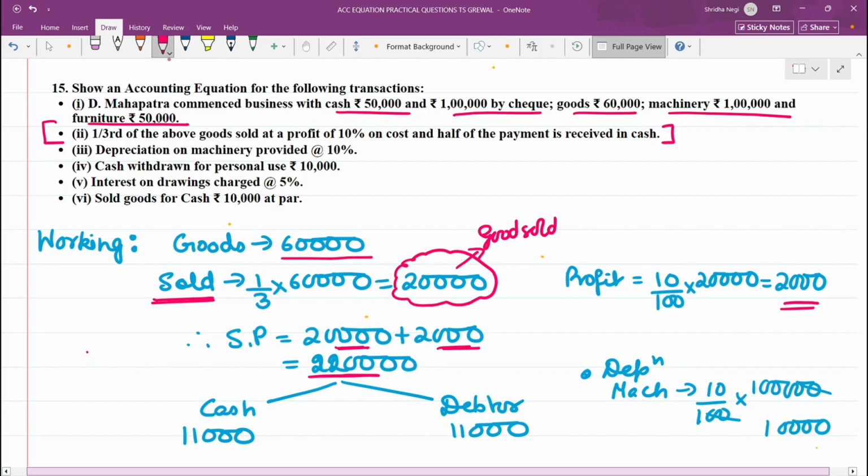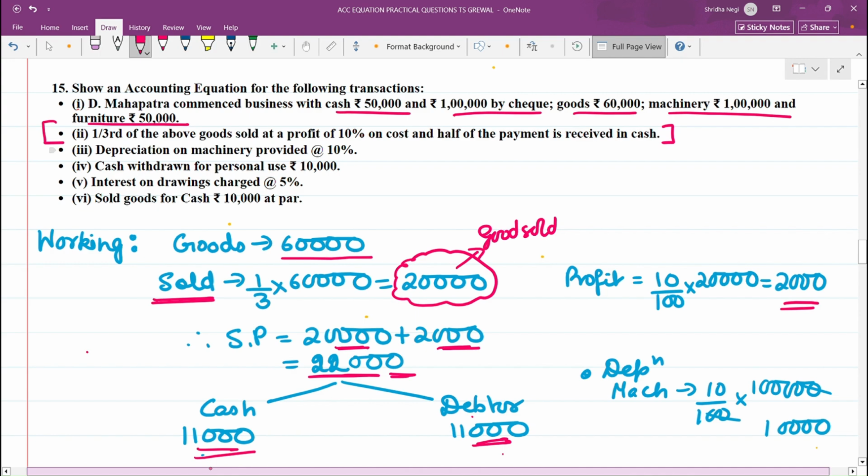Okay. And what is written? Half of the payment is received in cash. Out of this 22,000, half of the payment, which means half of 22,000, is how much? Half of 22,000 is 11,000 cash. 11,000 cash is received and the remaining 11,000 is not yet received. That means the debtors are there. Debtors have to pay us 11,000. Nothing like this is written, but you have to infer from the statement that half of the payment is received in cash. If half is received in cash, the rest will be received later. So that means debtors are created.